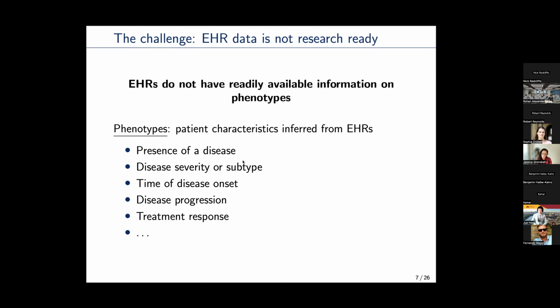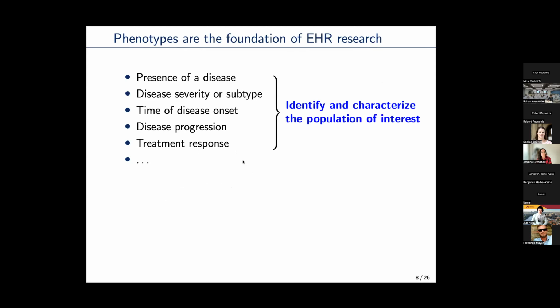So these are really rudimentary things like, does a patient have a disease? How severe is it? When did it start? How did it progress? Did they respond to treatment? So you can imagine that phenotypes are really foundational for any sort of EHR-based study. We use them to identify populations and also to characterize them.